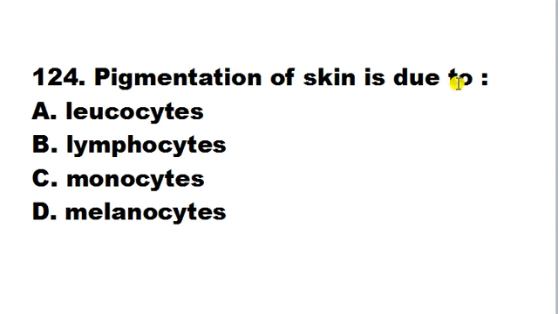Pigmentation of skin is due to leucocyte, lymphocyte, monocyte, melanocytes. Melanin is not a hormone, it's a pigment that gives the skin its characteristic color. The color of our body, our skin, depends on the melanin pigment, and this pigment is actually secreted from the melanocytes. So here the correct answer would be D. That means melanocytes are those cells that secrete the melanin pigment, and this pigment is responsible for the pigmentation of skin.